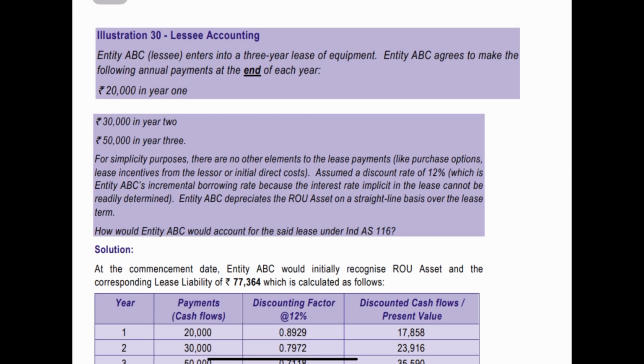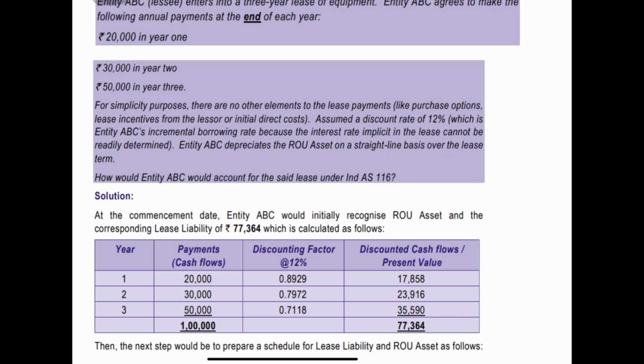Okay, we'll take another example. Here entity ABC, the lessee, enters into a 3-year lease of equipment. Entity ABC agrees to make the following annual payment at the end of each year: 20,000 in year 1, 30,000 in year 2 and 50,000 in year 3.